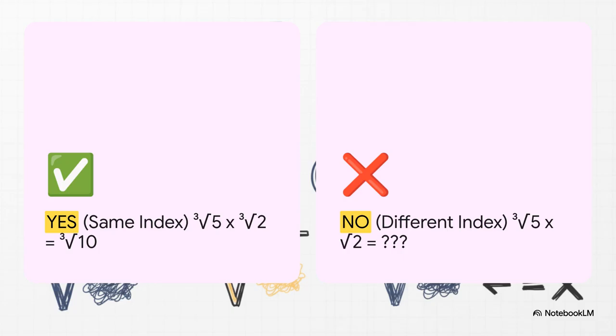On the left, you've got the cube root of 5 times the cube root of 2. See those little 3's? That's called the index. Since they're the same, the rule works perfectly. You get the cube root of 10. But look at the right. We have a cube root and a square root. Because those indices are different, you just can't combine them with this rule. It's a no-go. So remember, same type of root, you're good to go.